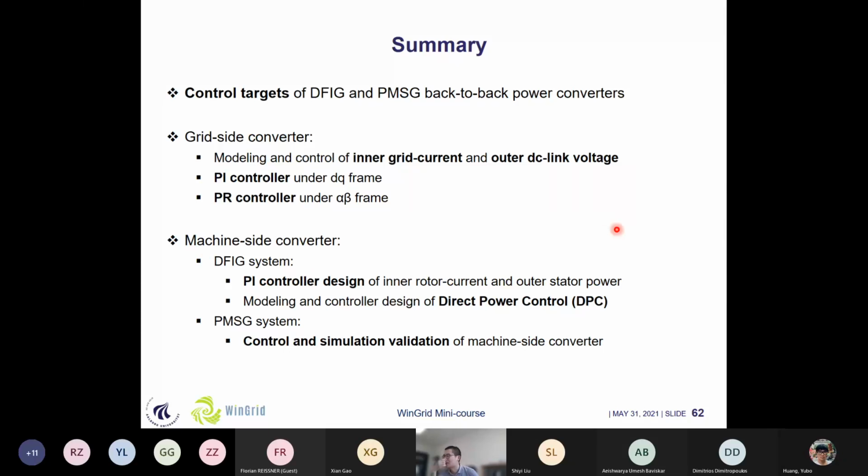Okay, then if no more questions, I suggest we have a 10 minute break, and afterwards we will continue with the fault ride-through operation of these Type 3 and Type 4 wind turbines. Yeah, see you later.